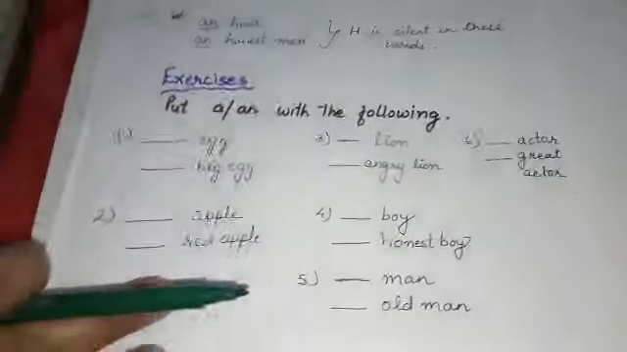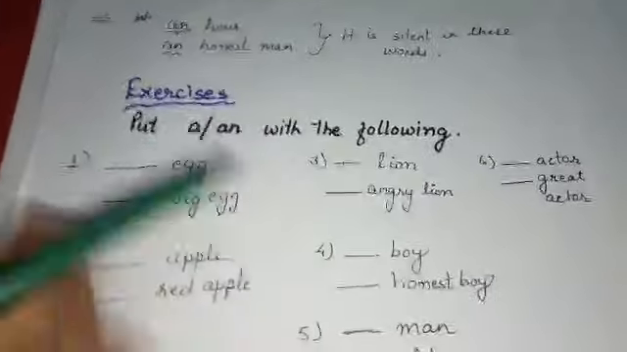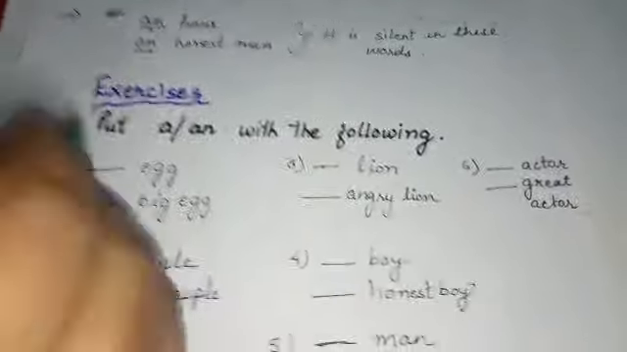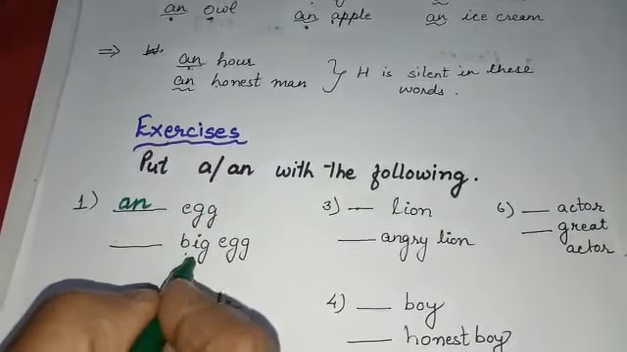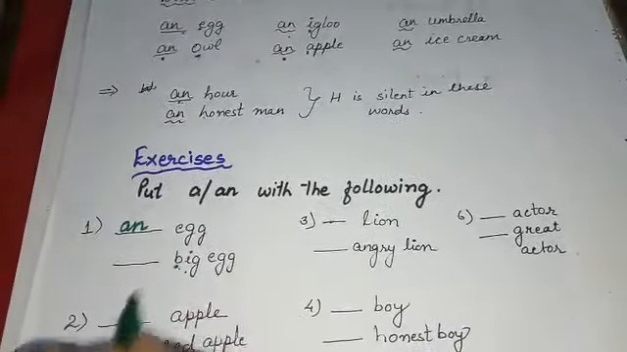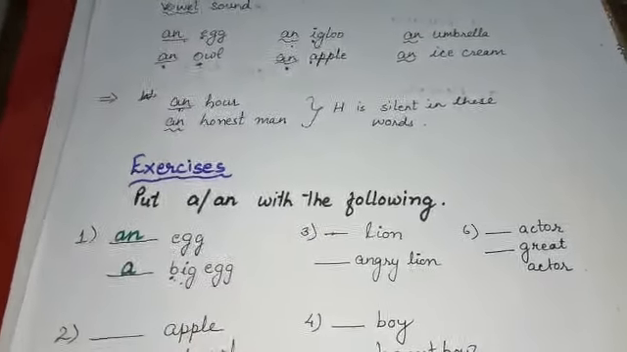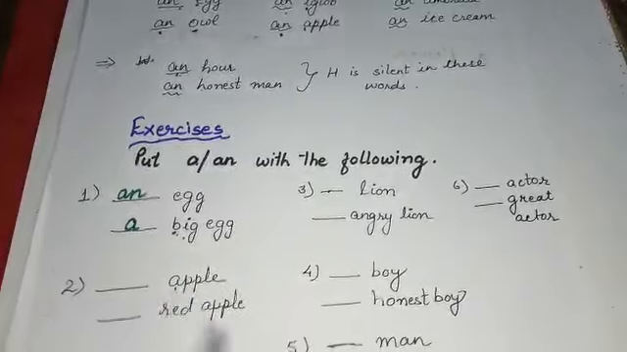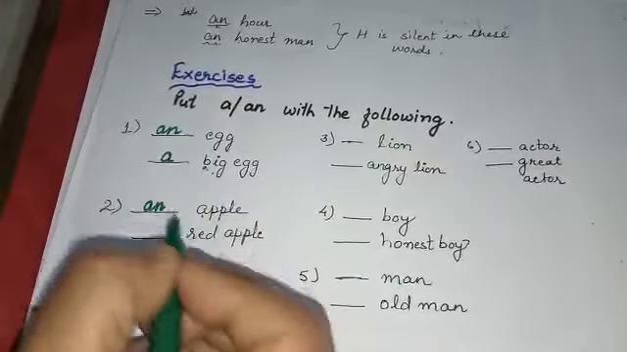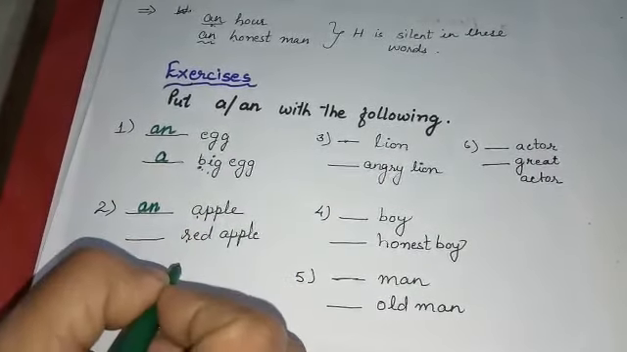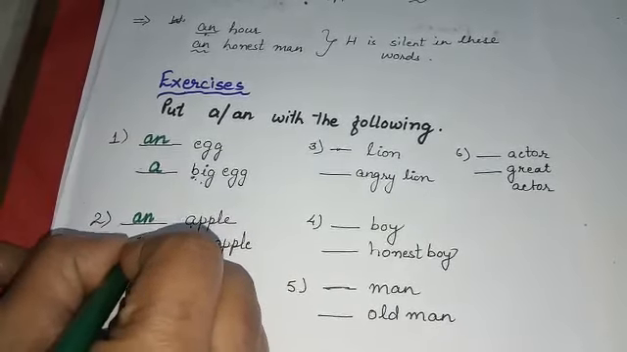Now there is some exercise that you have to do. It is given in your books also. Egg. What will you write before egg? An. Big egg. It is starting with the B sound now. So, a big egg. Apple, before apple, what do you have to use? An. Red apple. So, here you have to use a red apple.